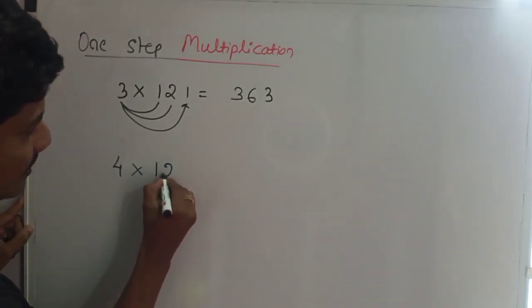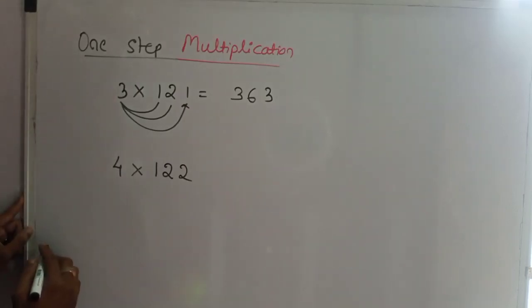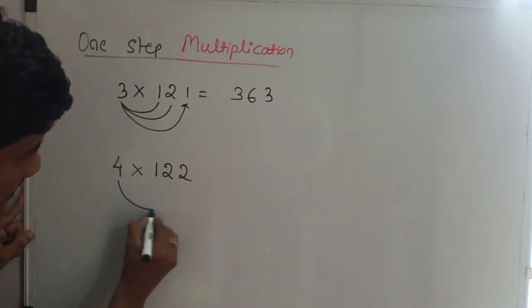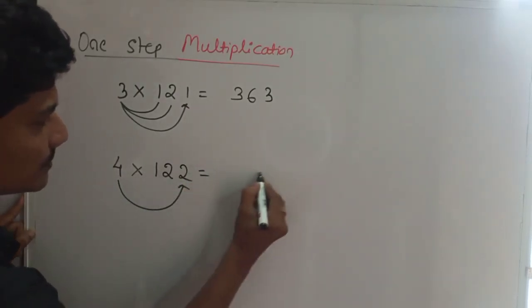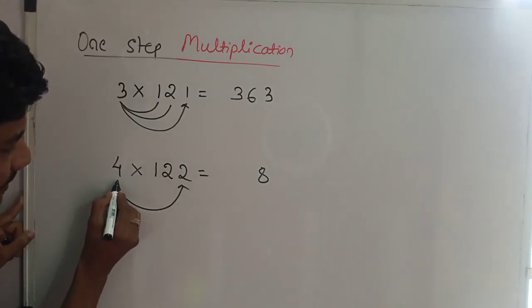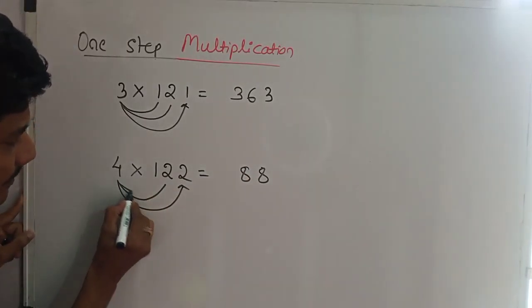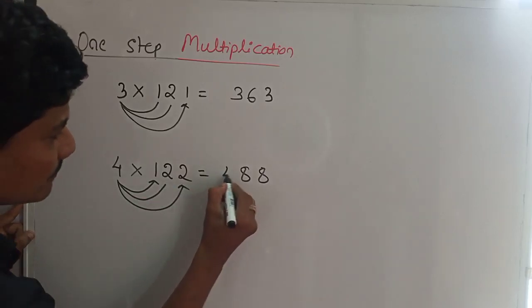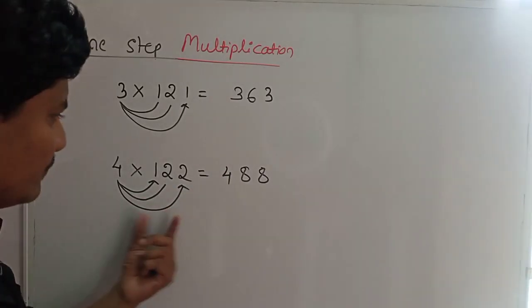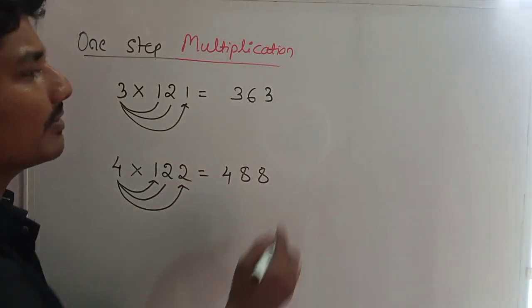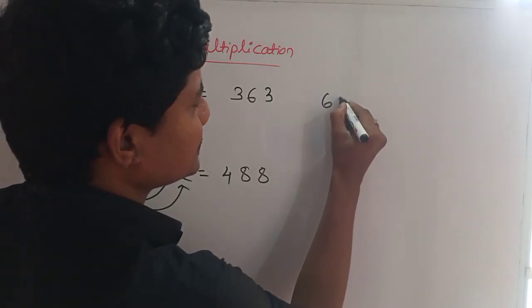4 into 122. 4 2s are 8. 4 2s are 8 again. 4 1s are 4. 488 is the answer. Let's take the next number.